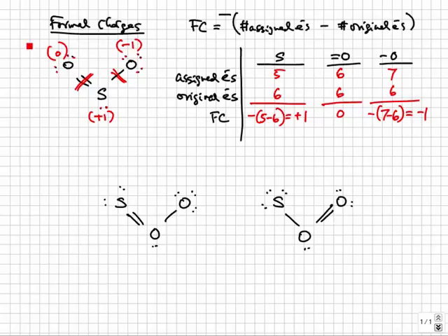We assign formal charges to both. On the left, sulfur has 6 electrons in the Lewis structure and it has 6 originally, so its formal charge is 0. The center oxygen has 5 in the Lewis structure, but it has 6 originally, so its formal charge is +1. The other oxygen has 7 in the Lewis structure and 6 originally, and its formal charge is -1. On the right, sulfur has 7 electrons in the Lewis structure, but it has 6 originally, so its formal charge is -1. The center oxygen has 5 in the Lewis structure and 6 originally, so its formal charge is +1. The other oxygen has 6 in the Lewis structure and 6 originally, so its formal charge is 0.